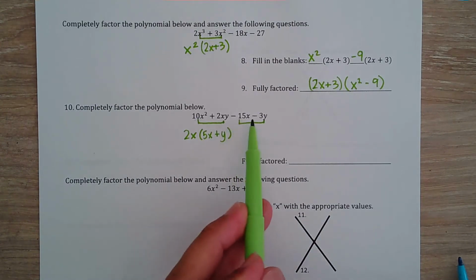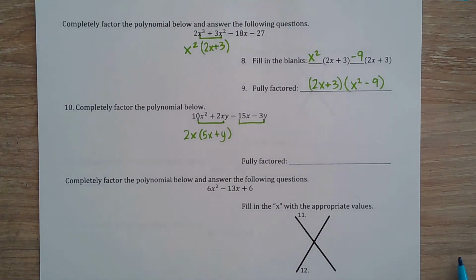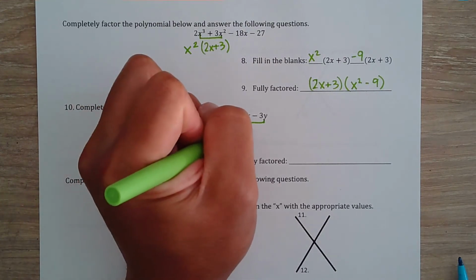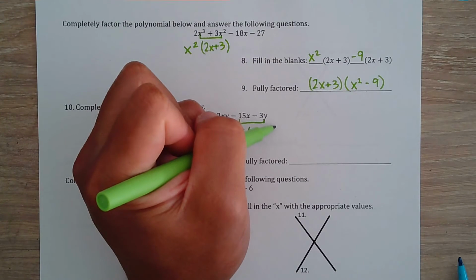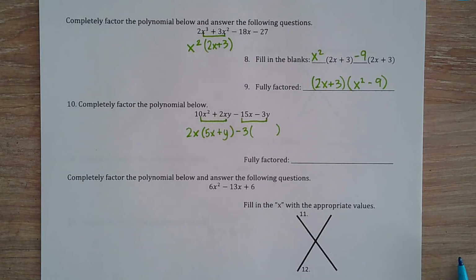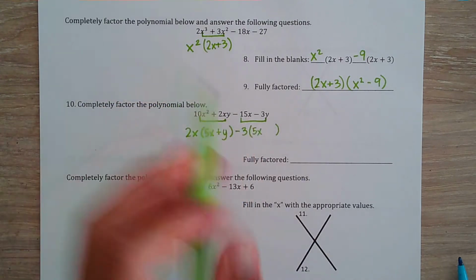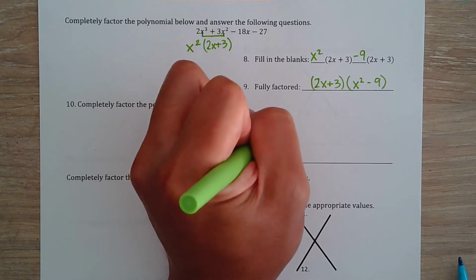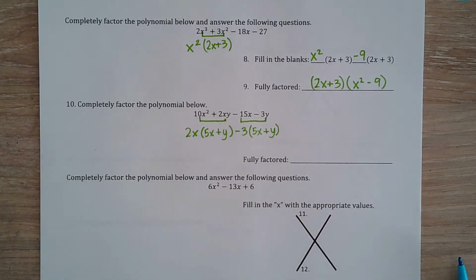All right, negative 15x minus 3y. Hopefully you guys noticed from getting a lot of practice with these problems, most of the time when there's a negative in the middle, you're going to want to factor out a negative number. So we can factor out a negative 3. The reason we do that is because most of the time it'll work out where we have the same thing in parentheses. Because remember, we need the same thing in parentheses to make this work. So negative 3 times 5x would give us negative 15x. And then negative 3 times positive y would give us negative 3y.